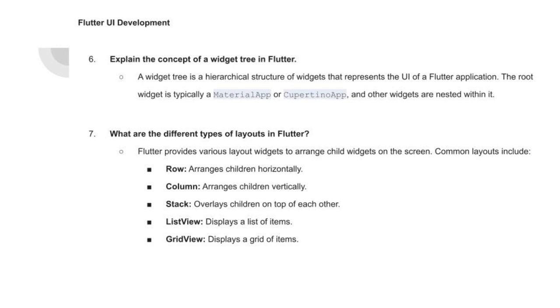What are the different types of layouts in Flutter? Flutter provides various layout widgets to arrange child widgets on the screen. Common layouts include Row, arranges children horizontally. Column, arranges children vertically. Stack, overlays children on top of each other. ListView, displays a list of items. GridView, displays a grid of items.